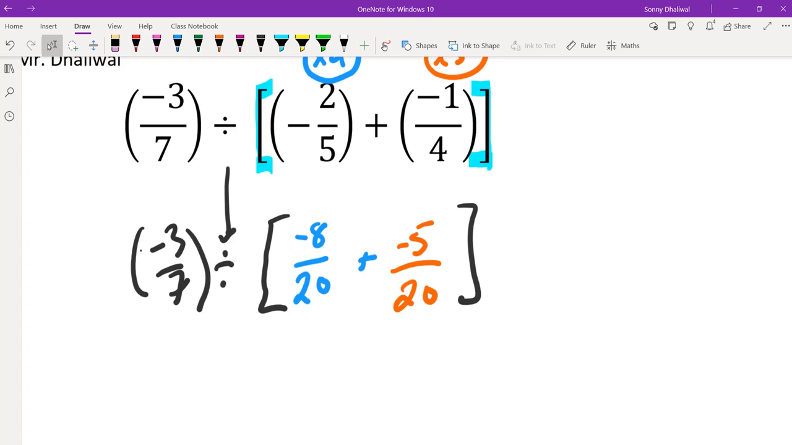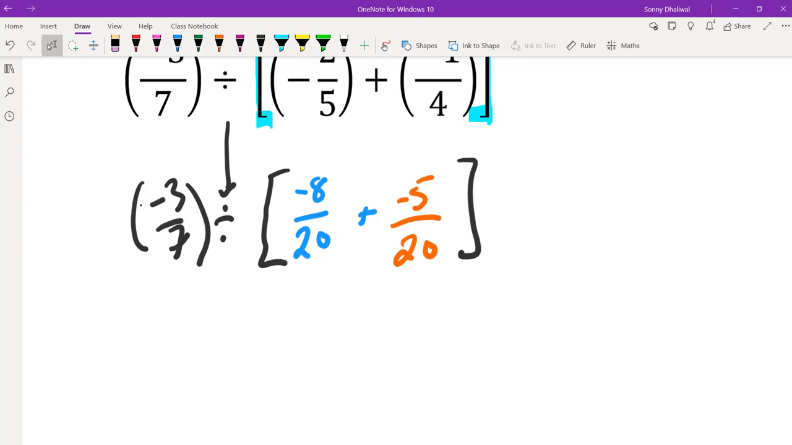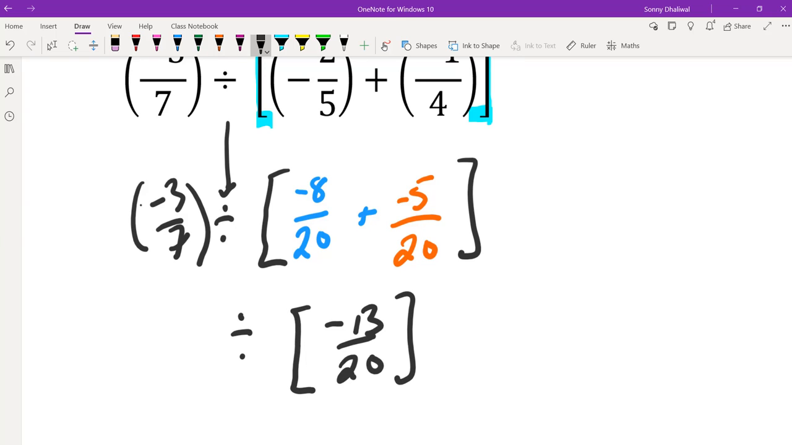Now what? Common denominator. We got it. You're going to finish this off, right, Harinder? Try my best. So what does that square brackets finish off to? You plus them. 8 and negative 5, negative 5. Yeah. Right, negative 13 over 20. Yes, that's right. Negative 8 plus negative 5 is negative 13 over 20. Divided by negative 3 over 7.